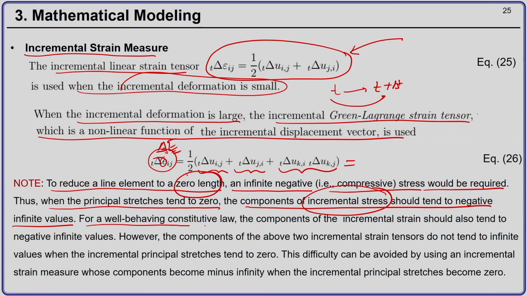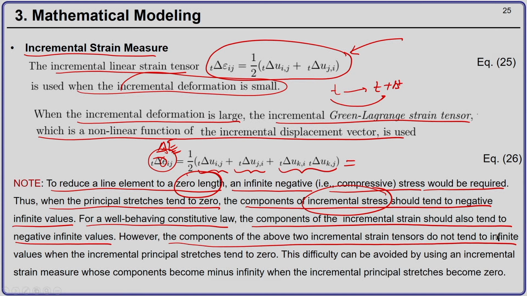So, for a well behaving constitutive law, the components of the incremental strain should also tend to negative infinite values. Okay. So, that your incremental stress comes out to be infinite. However, the components of the above two incremental strain tensors do not tend to infinite values when the incremental principal stretches tend to 0. Okay.